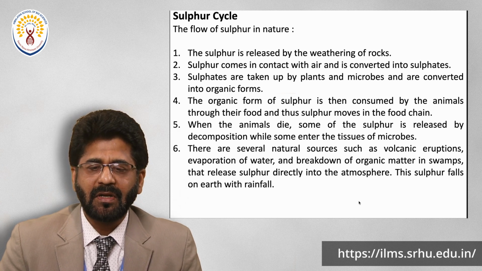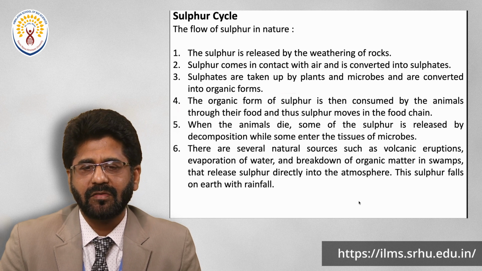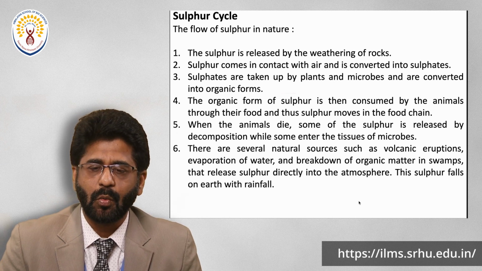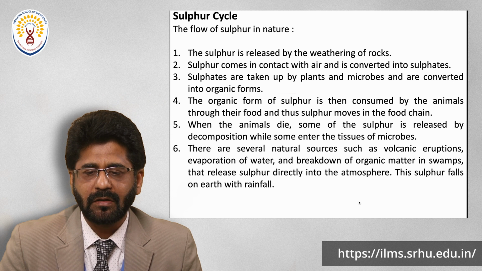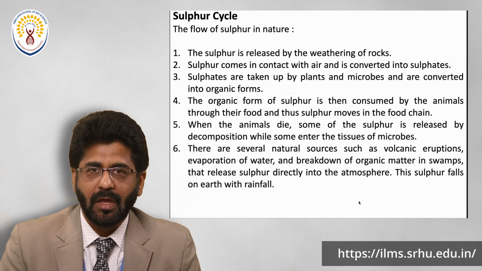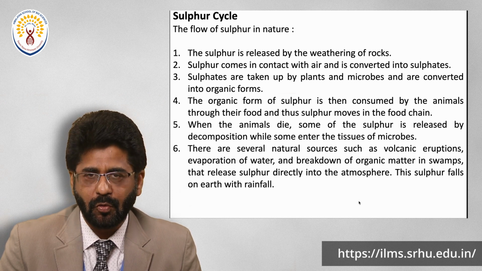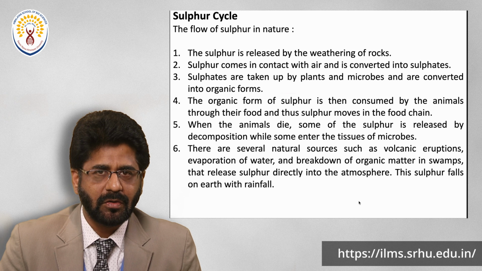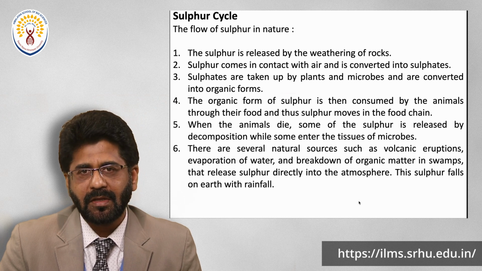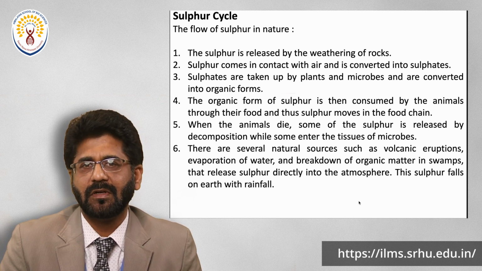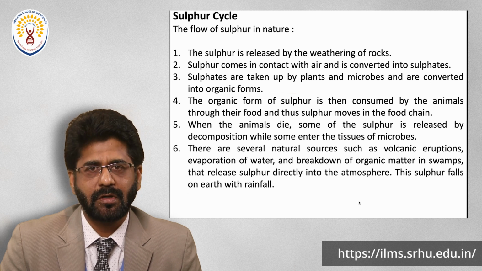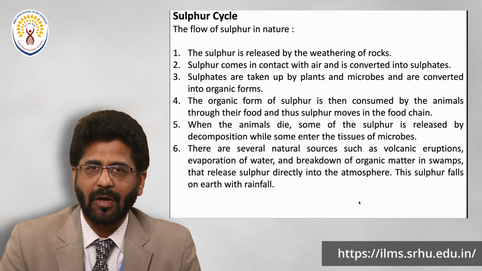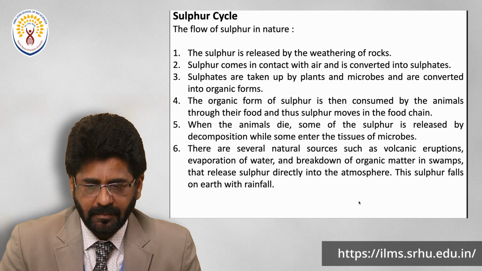Further, when animals die, some of the sulfur is released by decomposition, while some enters the tissues of microbes. Here two pathways open. The first path is, due to decomposition, sulfur openly comes back to the ecosystem, and the second path is that some small amount of sulfur is deposited in the decomposing microbes. They are also accumulating it.